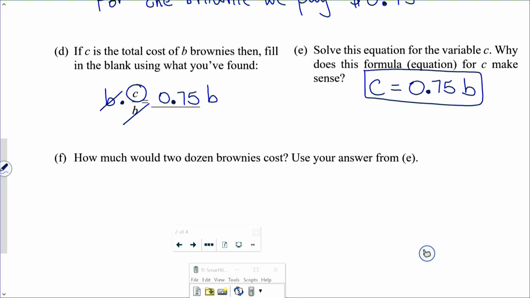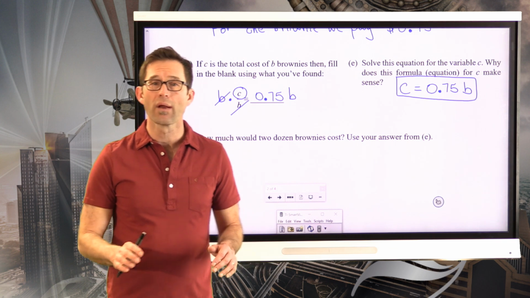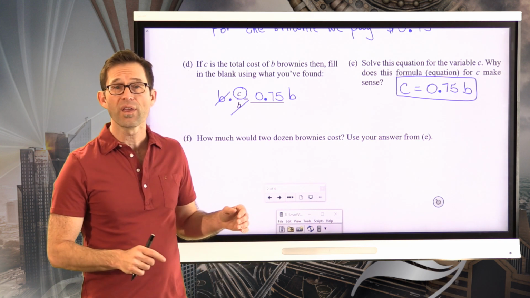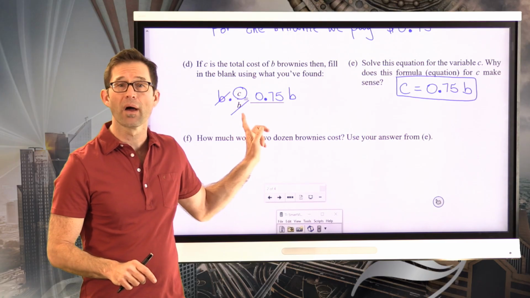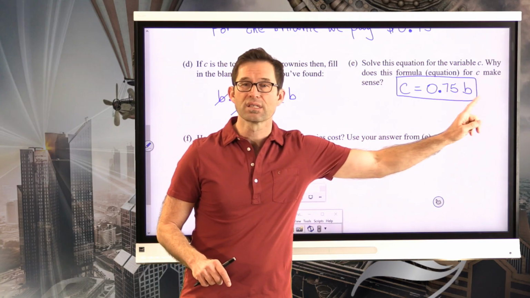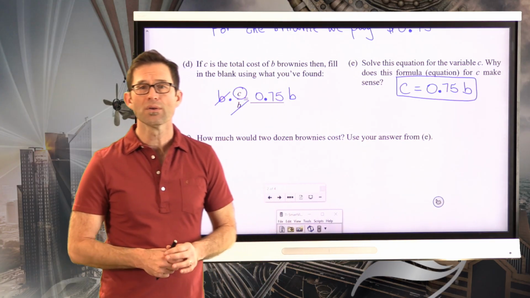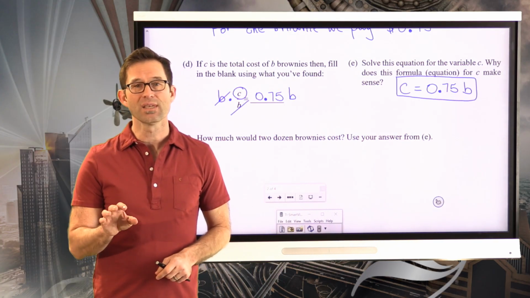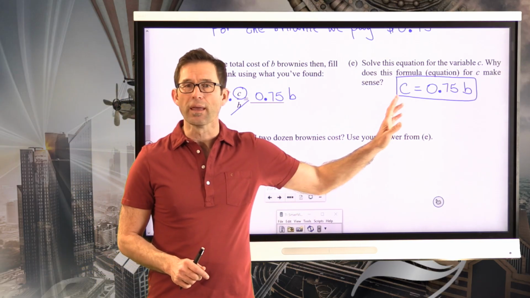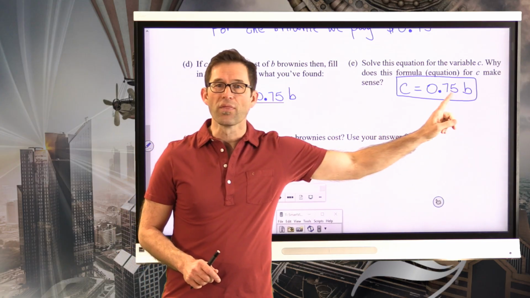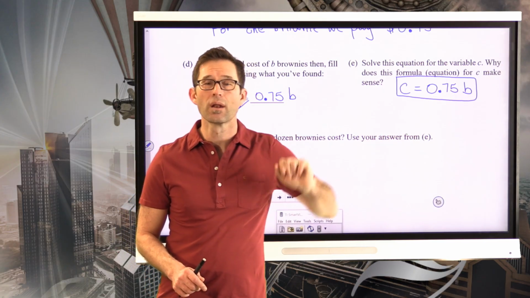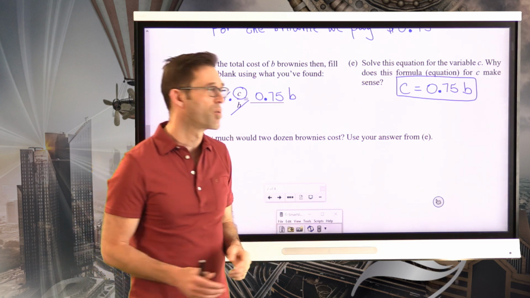That will always be the case whenever we have two variables that are proportional to one another. If we divide one of them by the other, we get this constant. On the other hand, one of them will always be that constant times the other one. Now, this question also says, why does this formula for C make sense? Think about it for a minute. The cost for buying this many brownies is going to be 0.75 times the number of brownies. That makes all the sense in the world, right?